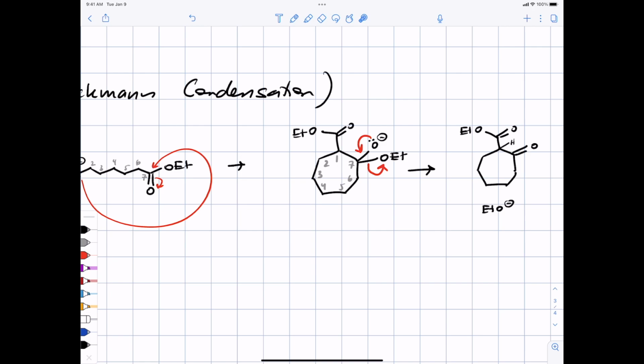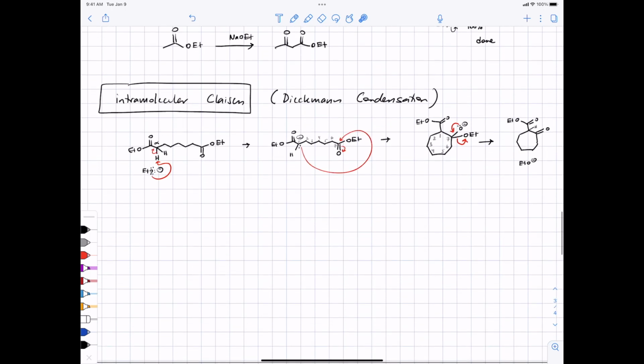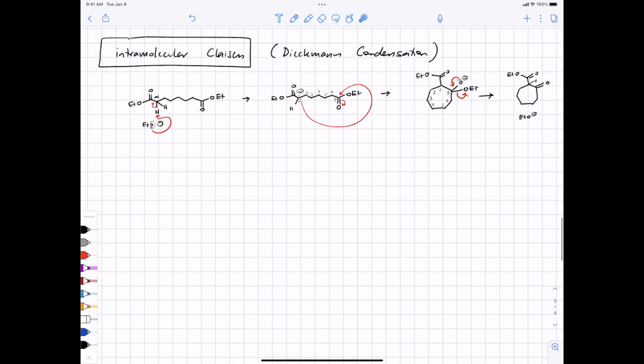Got the same issues with the crossed Claisen as you do with the crossed aldol, and same basic workarounds, which we can talk about, but is there anything you want to say, anything we need to say more about Claisen? Or the intramolecular version.